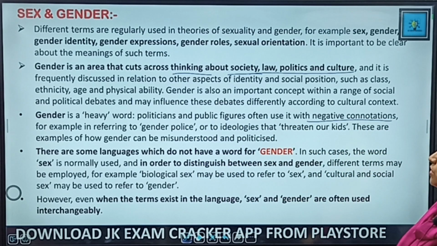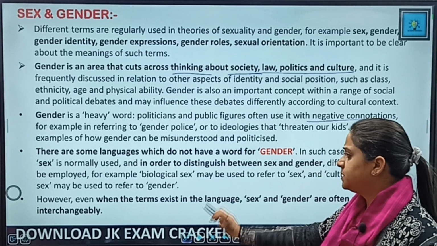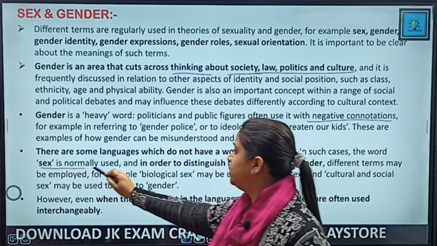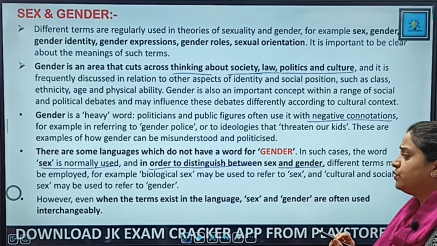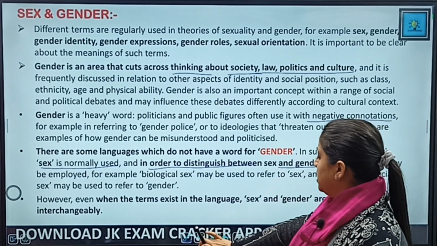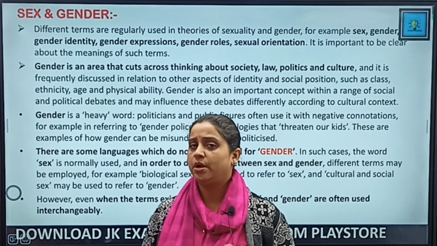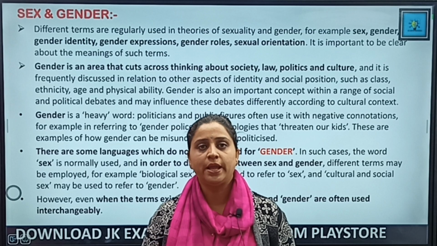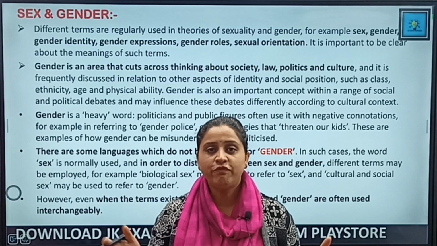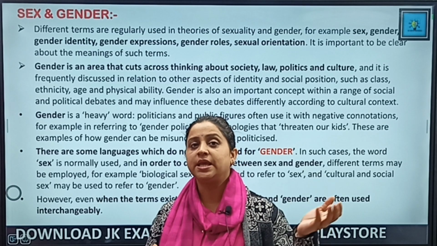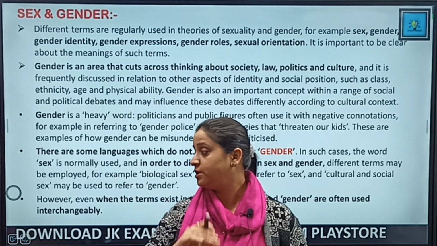There are some languages which do not have a word for gender. In such places, sex is normally used, and in order to distinguish between sex and gender, different terms are used. Interchangeably, these two terms are used. Simply we are saying that sex and gender are mostly used interchangeably. They are similar, but they are absolutely not similar. So far what we have understood, sex is biological, however gender is socio-cultural.